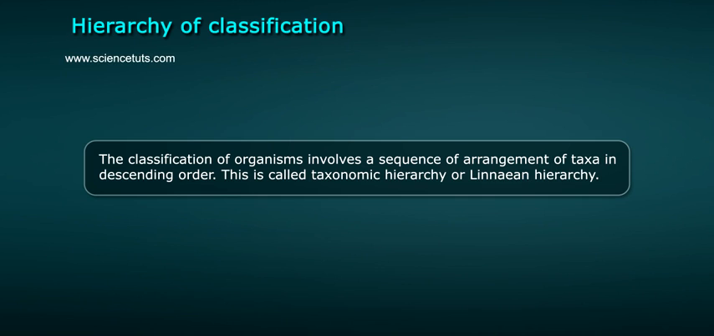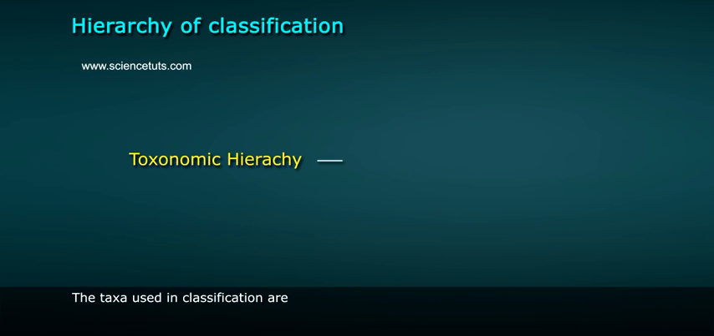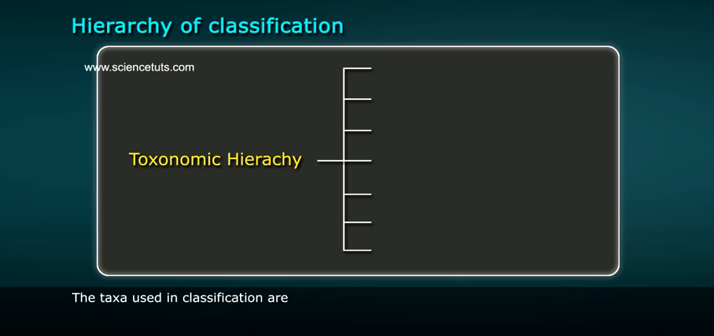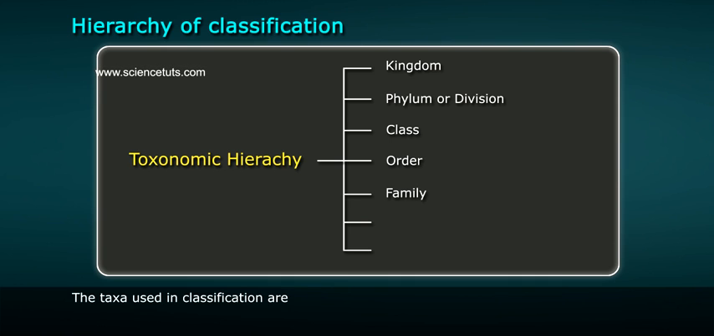The classification of organisms involves the sequence of arrangement of taxa in descending order. This is called taxonomic hierarchy or Linnaean hierarchy. The taxa used in classification are kingdom, phylum or division, class, order, family, genus and species.